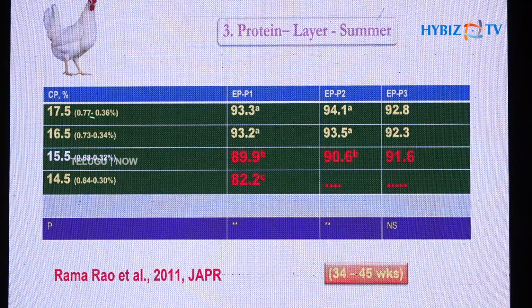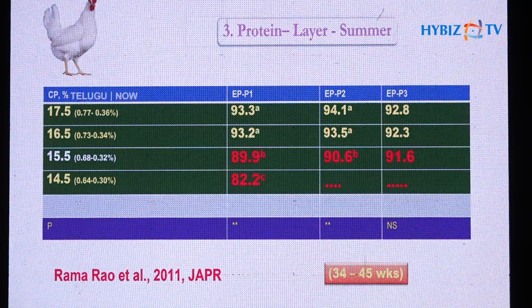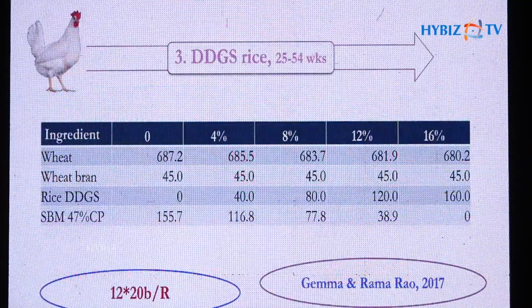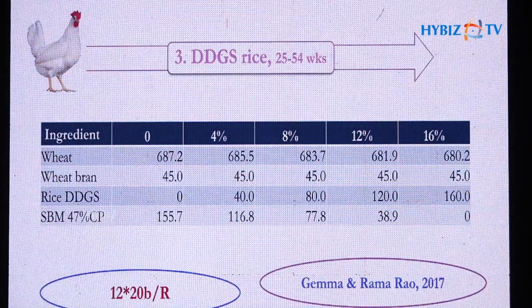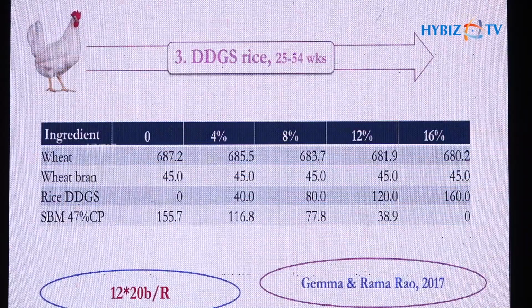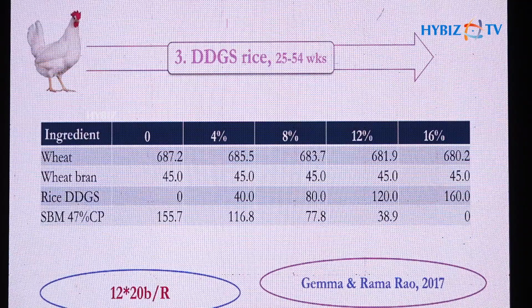We have to go for a minimum of around 16.5% when the feed intake is around 80 or less than 80 grams during peak summer season. So then, in a couple of alternate protein ingredients, I am going to make a presentation now. So this was the trial which we have done from 25 to 54 weeks of age, DDGS from rice.